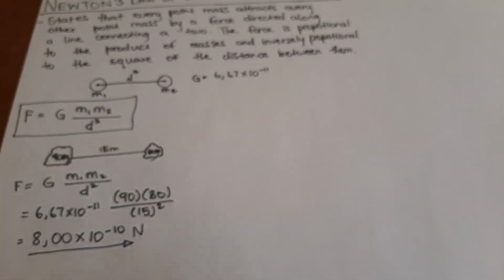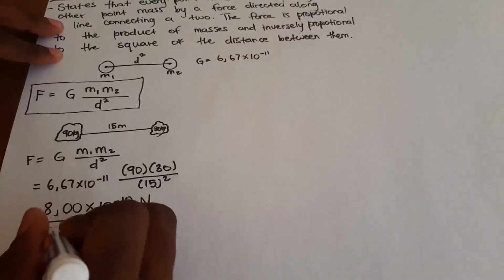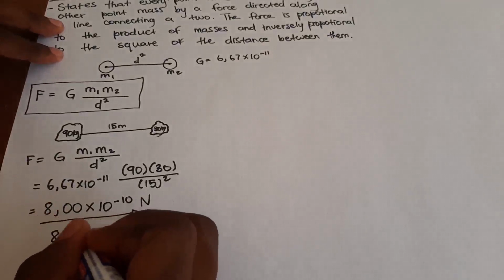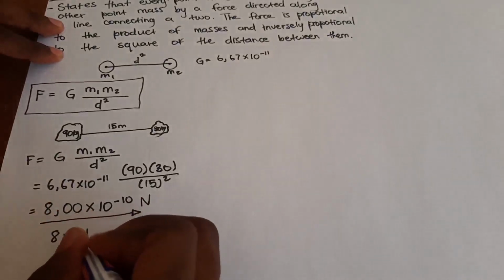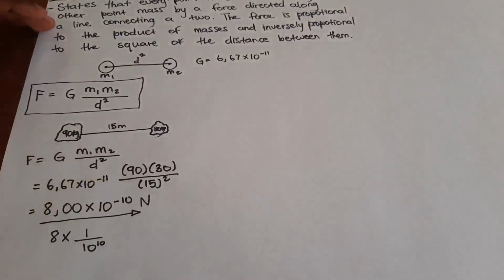Okay, let me explain what I said I was going to explain to you. Look, that is a very small force. Imagine this is like 8 multiplied by 1 over 10 to the power of 10. If I'm applying my mathematical skills, this is just an example, guys, like 8 multiplied by 1 over 10 to the power of 10. So that's a very small number.